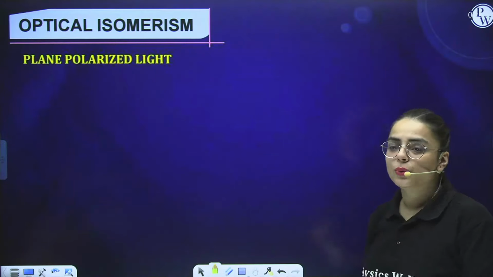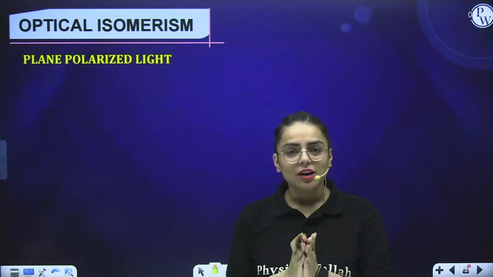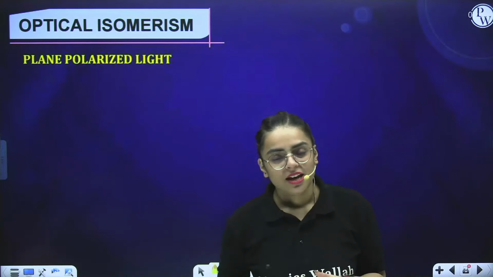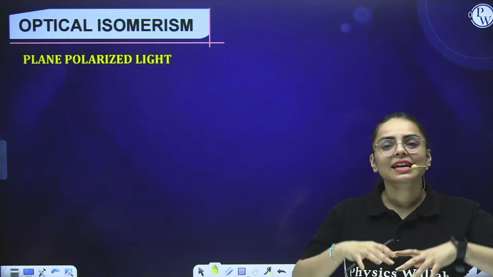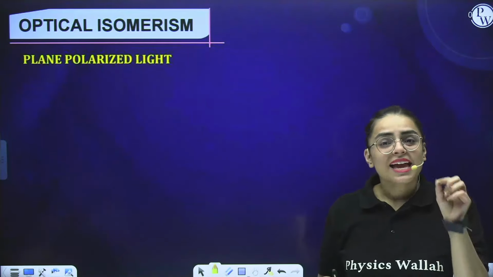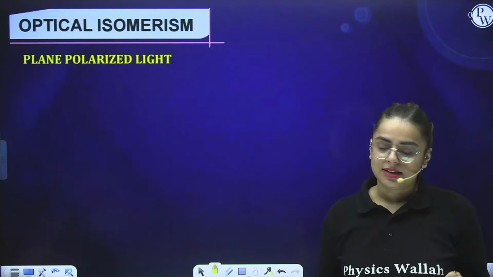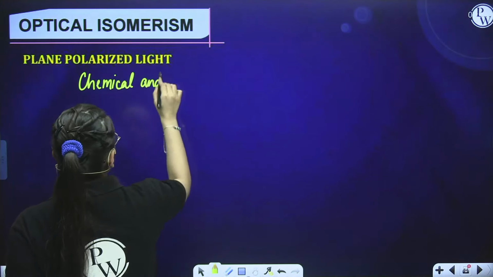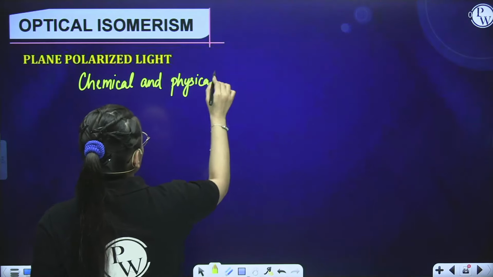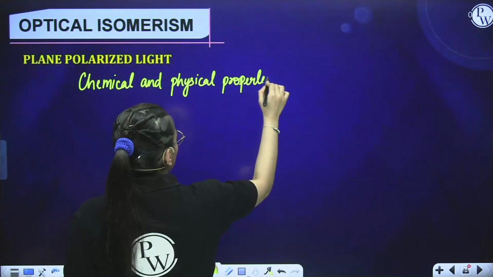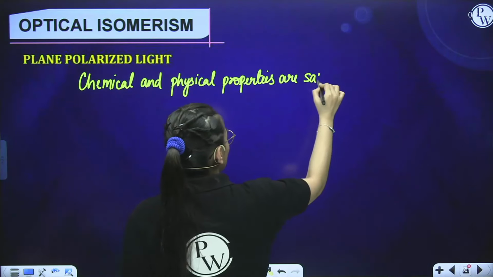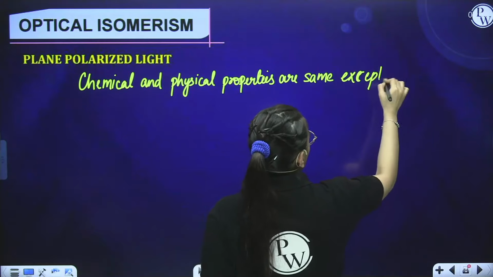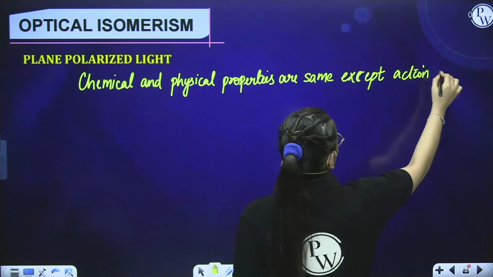Now moving forward, we are doing optical isomerism. We have covered geometrical isomerism in the section stereoisomerism. Now moving to the portion optical isomerism. What do you mean by optical isomerism? Basically, it is the one in which chemical and physical properties are the same except action on plane polarized light. What I said: chemical and physical properties are the same except action on plane polarized light.